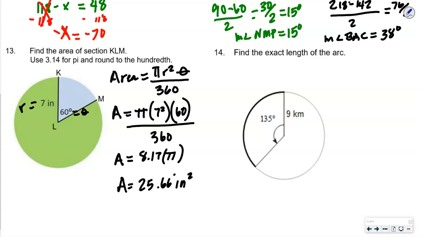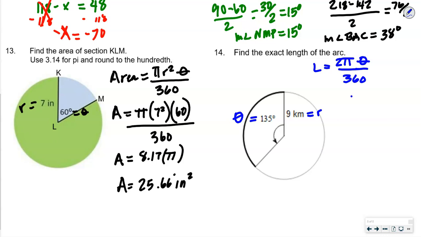So now let's look at this other one. This one on the formula sheet is in the left-hand column, okay? And this one says the length of the arc is equal to 2 pi r theta divided by 360, okay? Again, this is where it's at on the formula sheet. So it says find the exact length of the arc. So again, this is our radius. This is equal to our theta, okay?